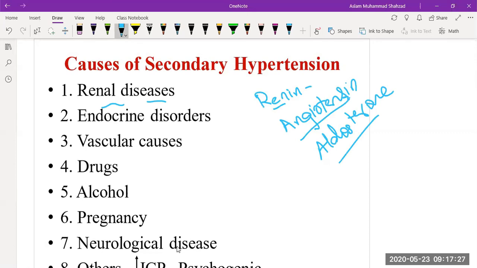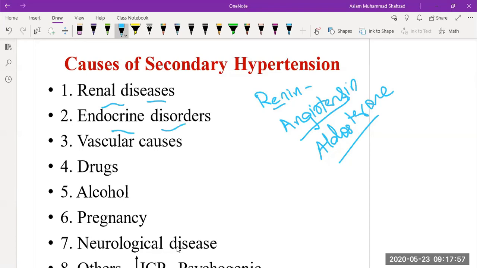So if there are issues regarding renal diseases, because some diseases can affect the renin-angiotensin-aldosterone system, and if there is an increase of aldosterone or an increase of renin, then it will result in increased sodium absorption and water absorption, or reuptake of water and sodium, and then it will result in secondary hypertension. The other cause is endocrine disorder.